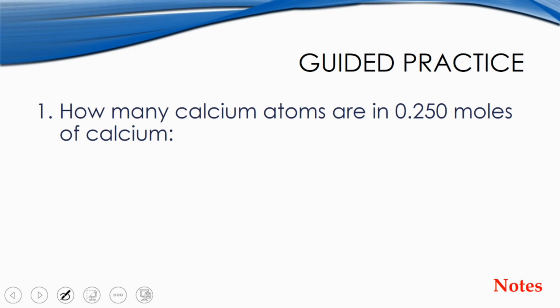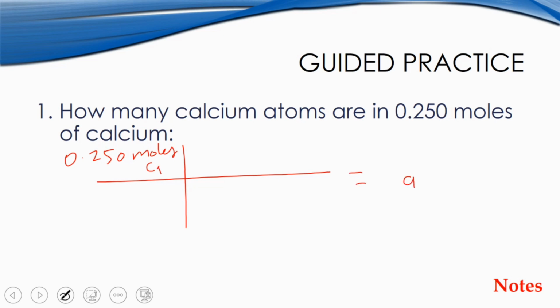It tells us here on the screen, how many calcium atoms are in 0.250 moles of calcium? Well, let's draw our T-chart. Let's write down what is given to us. You always have to be given something to start with. And in this scenario, it was 0.250 moles of calcium. And our question is asking us for atoms.